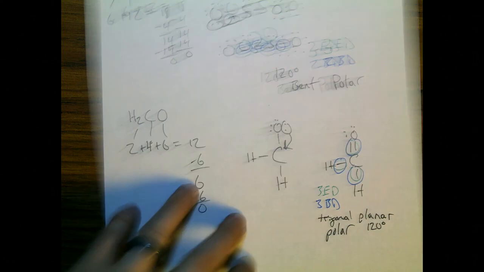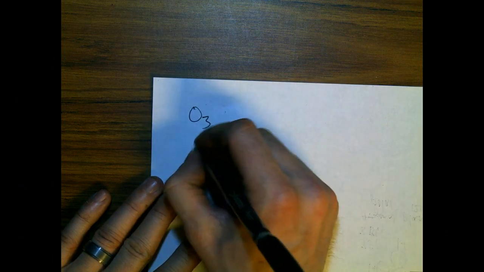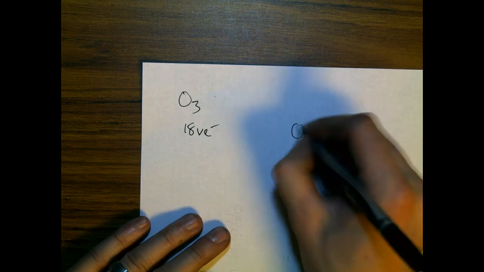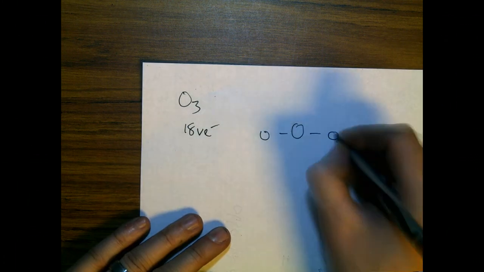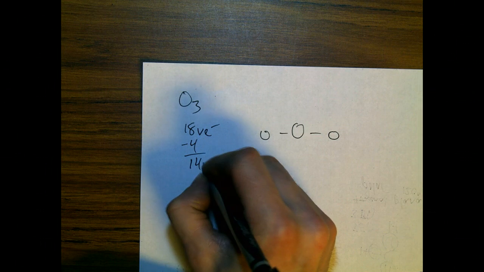Let's go to the next one. Next one's going to be O3. O3 is a little bit trickier. It's ozone. It's actually a major pollutant in our atmosphere. Each oxygen has 6, so that's a total of 18 valence electrons. So one of those oxygens has to be in the center, so I'll put one in the center, put the other 2 on the outside. I've used 4 of my 18, so I have 14 valence electrons left.